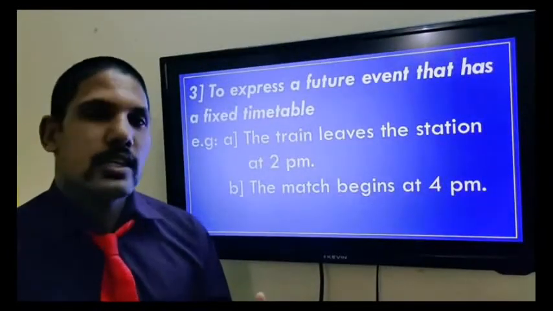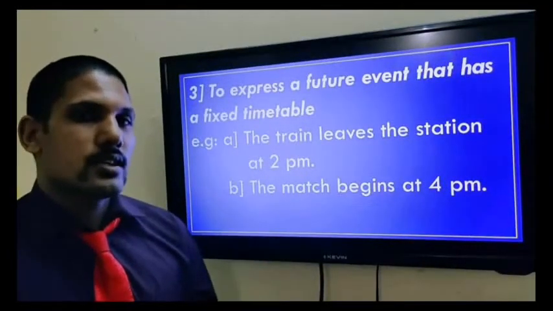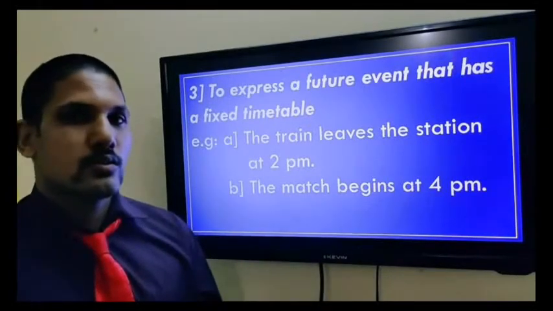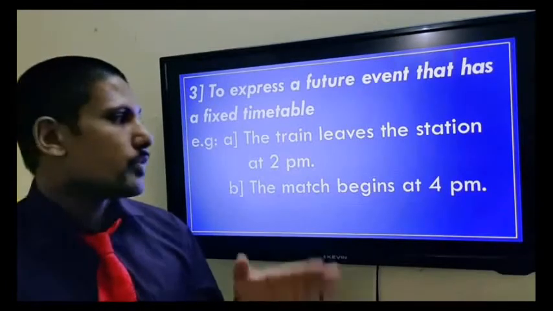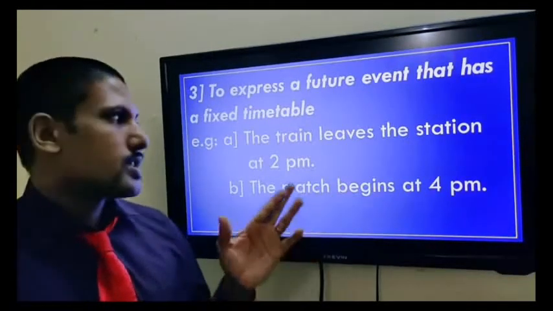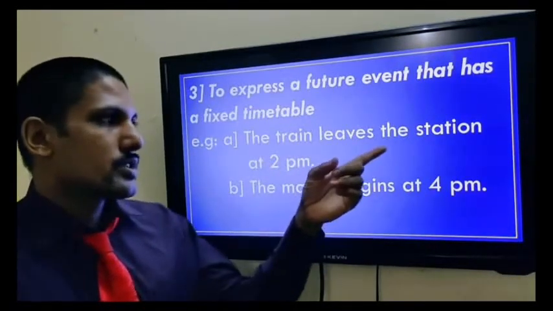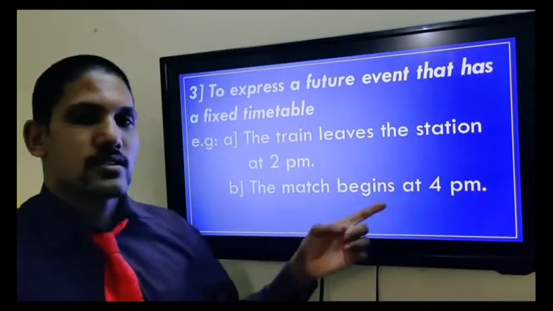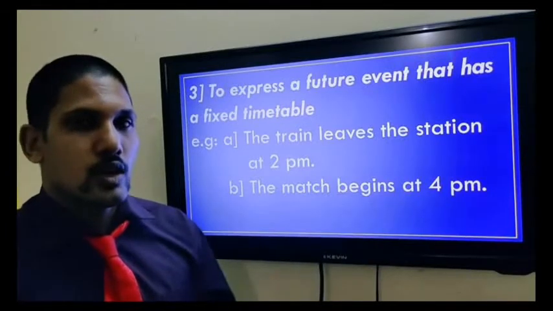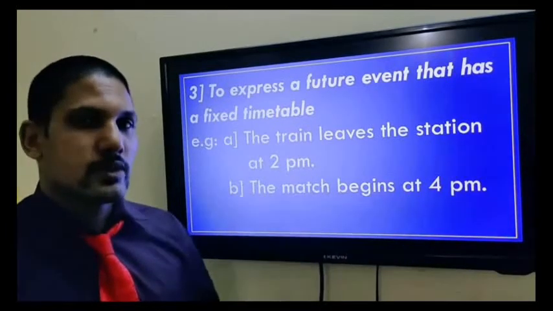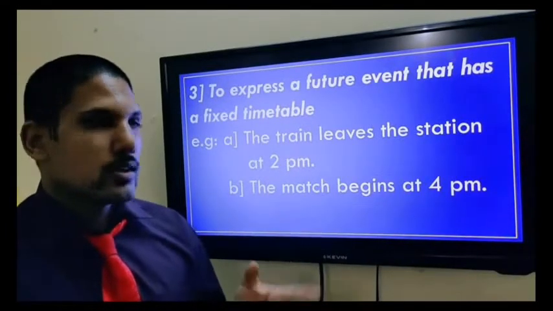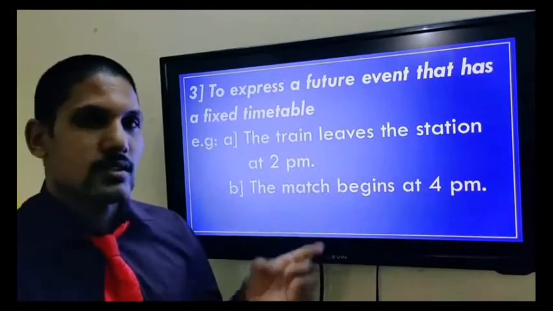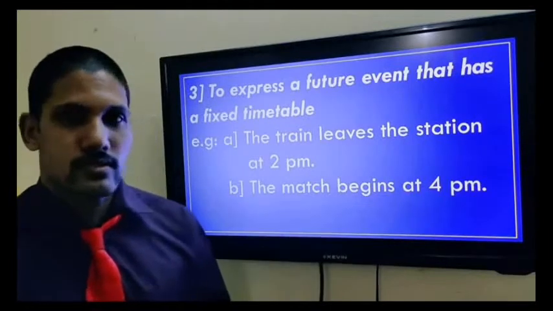Now, to express a future event that has a fixed timetable. If the future event is fixed with a perfect time, we can express it in simple present tense. The train leaves the station at 2 p.m. The match begins at 4 p.m. Of course, we can express it in simple future tense also. And if the time is fixed, we can express it in simple present tense.